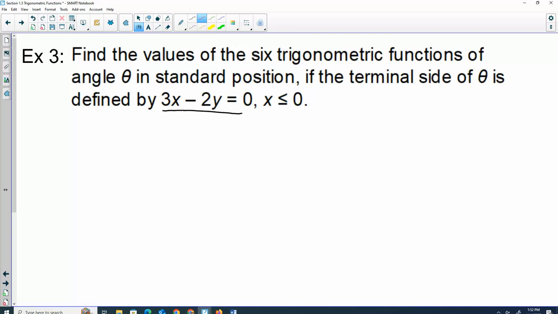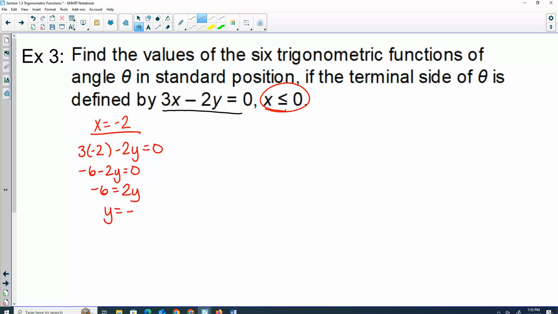Now we do have to follow the rules, and the rule I told you is x has to be less than or equal to 0. Now 0 is the origin or the vertex, so we don't want that point, but any other negative value is fine. So what do you want to try for x? Pick a number, we'll use it. -2. Alright, so if we said x is -2, it fits the rule because it's less than 0. So we plug that into our formula. Then y would be -3.